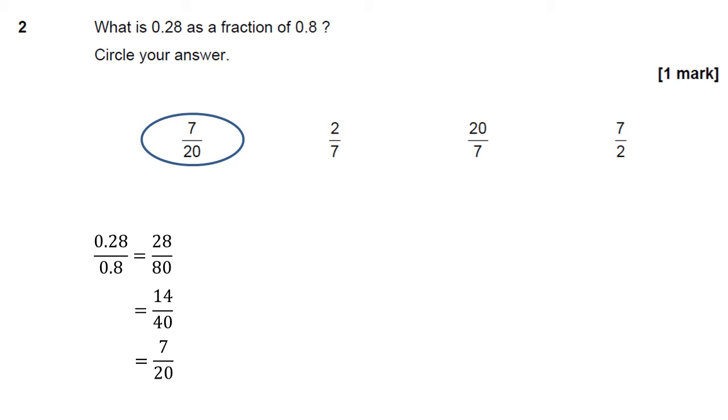Note that if we'd spotted that 28 and 80 are both multiples of 4, we could have divided top and bottom by 4 straight away. We'd have got the same answer.